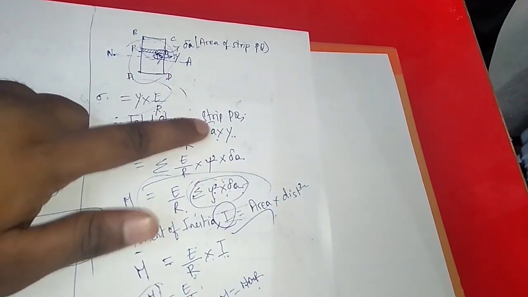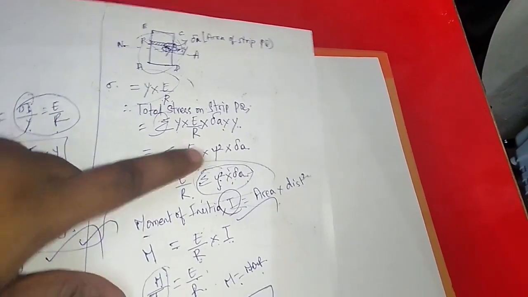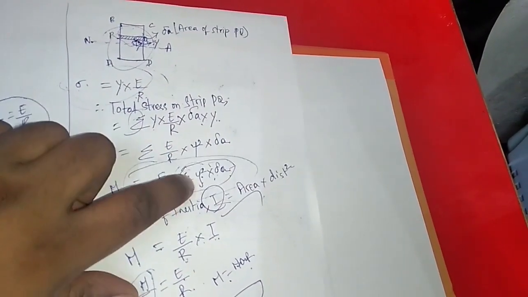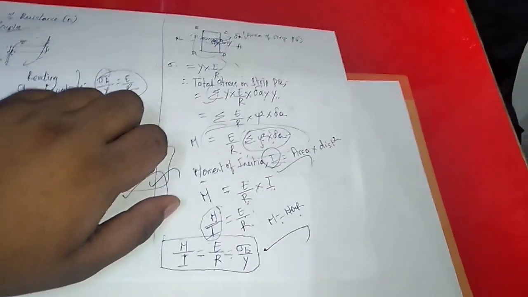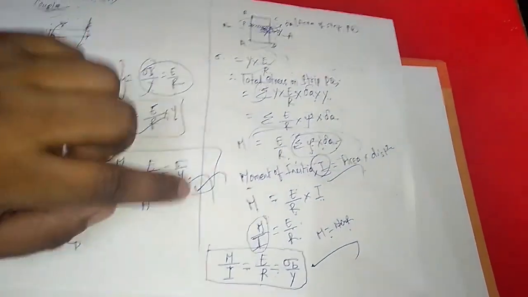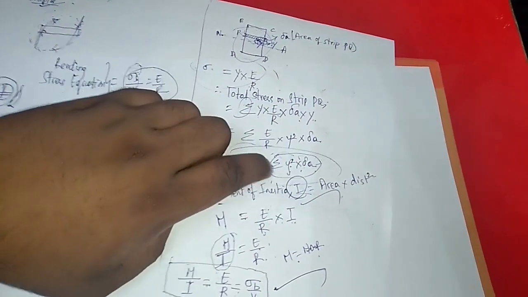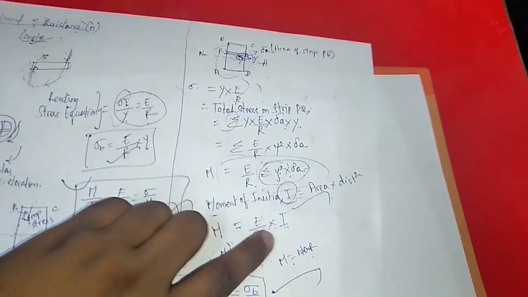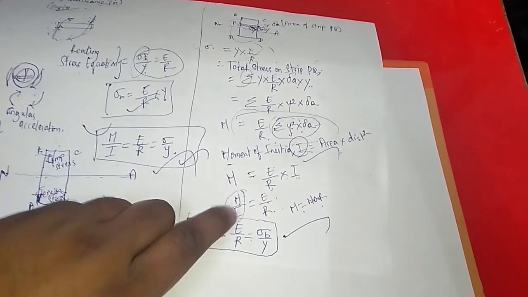This equation will become a moment. Yes, the total stress will become a moment, so I am taking it as moment. M is equal to E by R, which is constant, so I am taking it outside, times the summation of Y into Y, which is Y square into delta A. You already know Y square into delta A, that is area into distance square, which is moment of inertia. In your fourth unit you have already studied this, right? So I can substitute I in place of the summation of Y square into delta A. So M by I is equal to E by R. We can write E by R is equal to M by I.